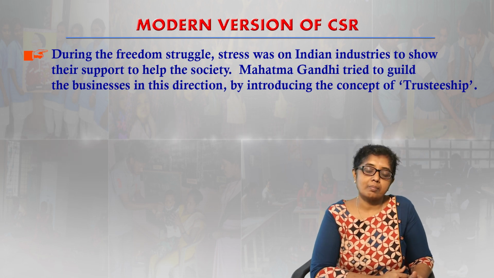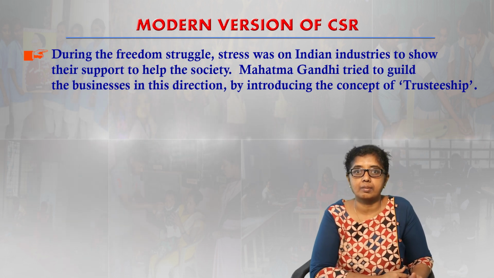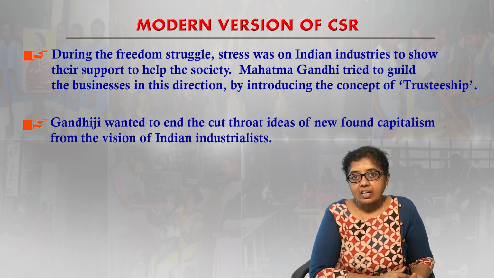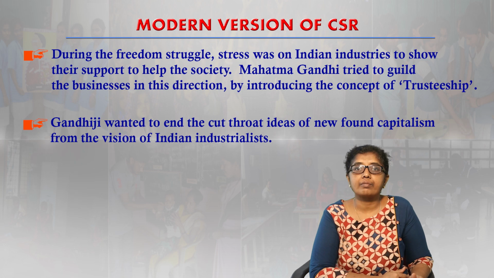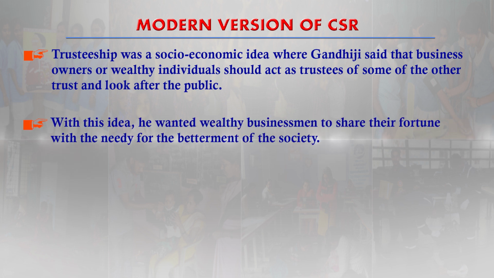So, when you talk about this emergence of CSR as far as India is concerned, you need to understand the term trusteeship. Gandhiji wanted to end the cutthroat ideas of newfound capitalism from the vision of Indian industrialists. Let me explain what trusteeship is. Trusteeship was the socio-economic idea where Gandhiji said that business owners or wealthy individuals should act as trustees of some trust and look after the public. With this idea, he wanted wealthy businessmen to share their fortune with the needy for the betterment of the society.